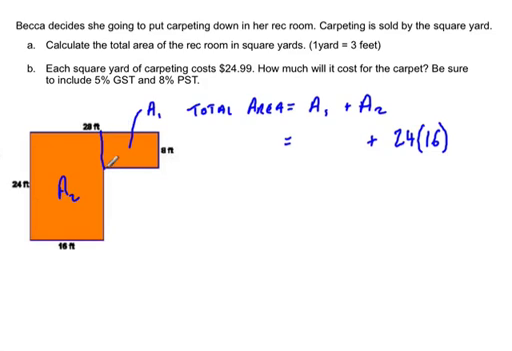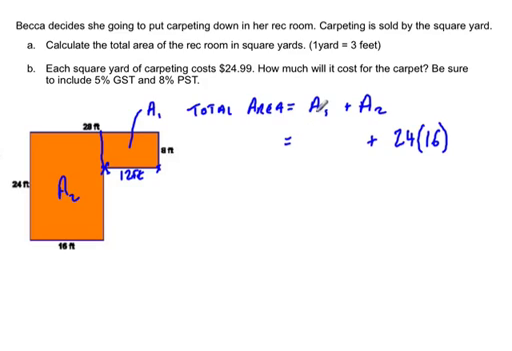We're not given the distance from here to here. But we're told that this length is 28 and this length is 16. So this length plus this length, if the house is built correctly, is going to be equal to 28 feet. Well, 16 plus 12 is 28, so this length here has to be 12 feet.